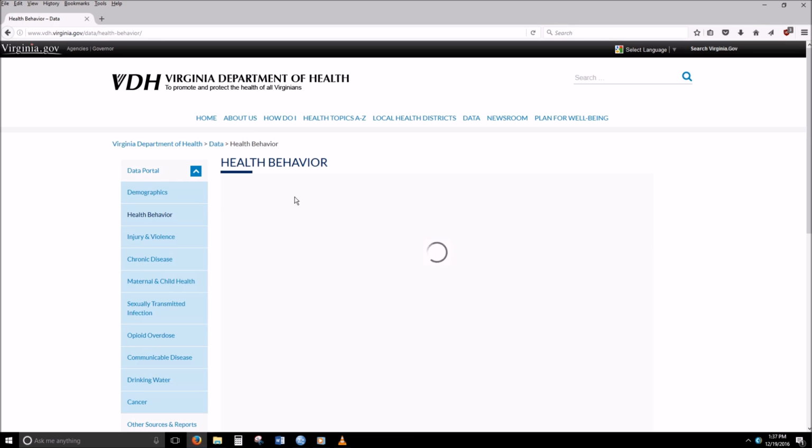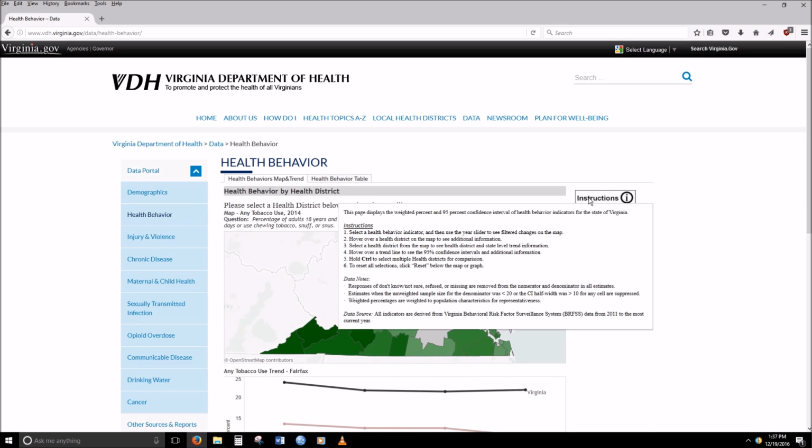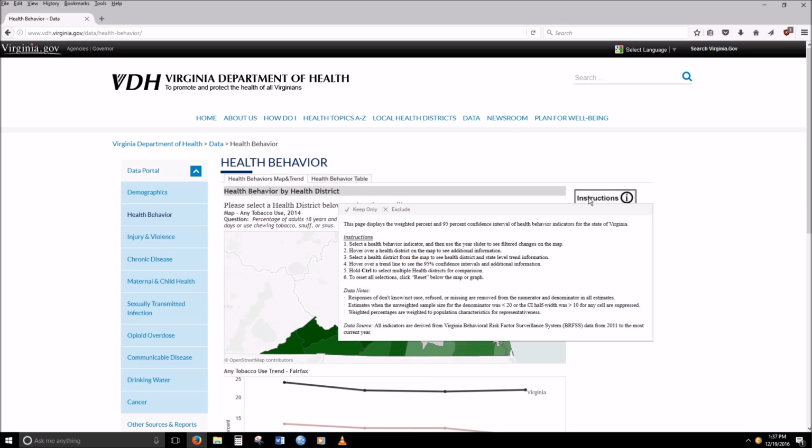We'll start here in Health Behavior. Hover over instructions on this or any page to learn how to use and interpret the data. As stated in the introductory text, this page displays the weighted percent and 95% confidence interval of health behavior indicators for the state of Virginia. A weighted percent is a percent in which some values have been given more or less statistical influence in order to make the data more representative of the state population.